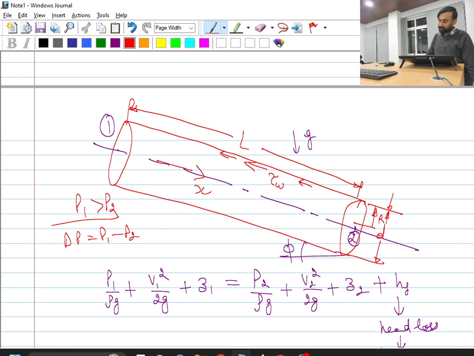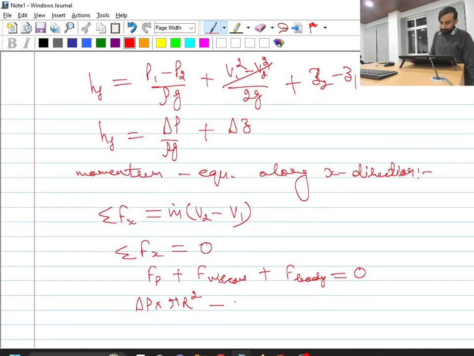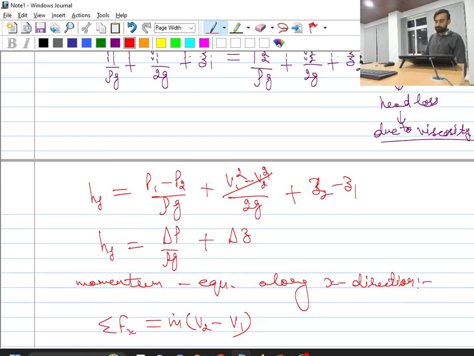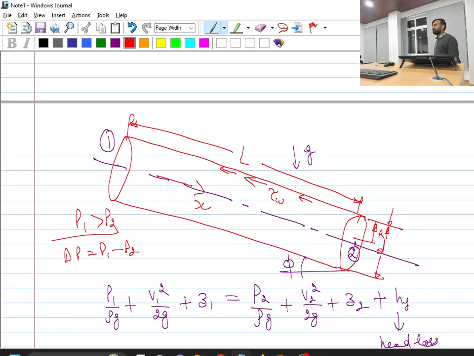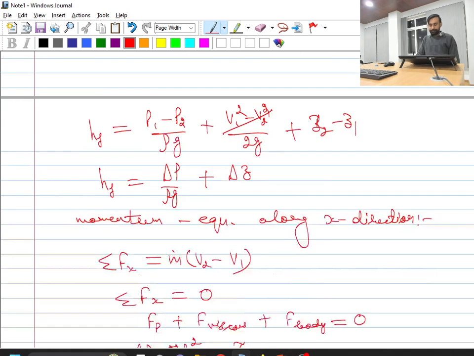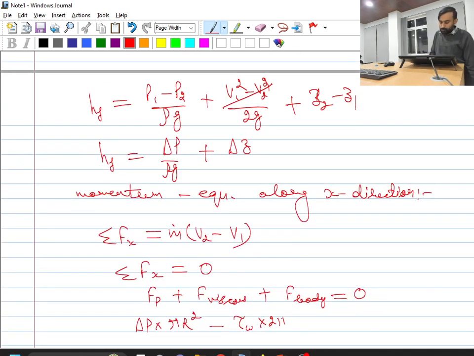So my viscous force will be wall shear stress times area. Can you tell me what will be the area over here? On which area is this wall shear stress acting? What will be the area for this? 2 pi RL, correct. So 2 pi r makes the circumference and it is acting over the entire length, so 2 pi RL is the area.